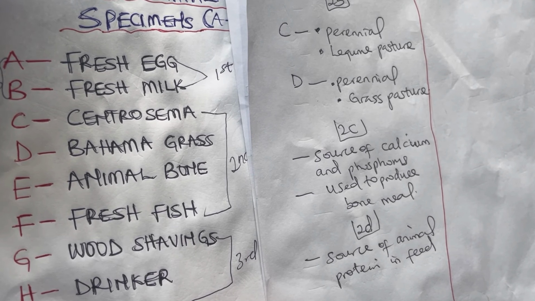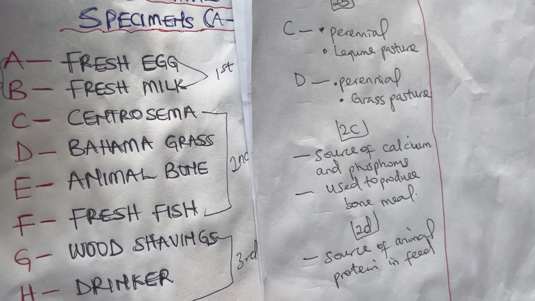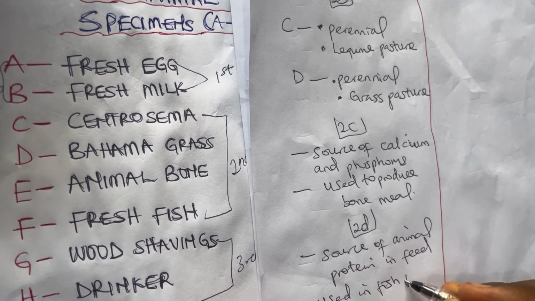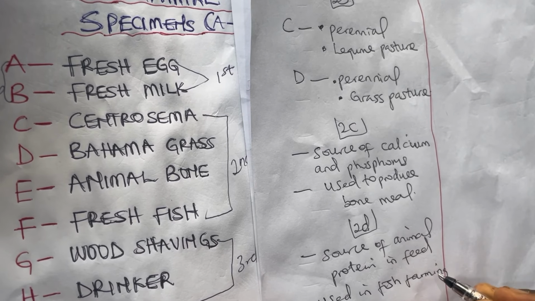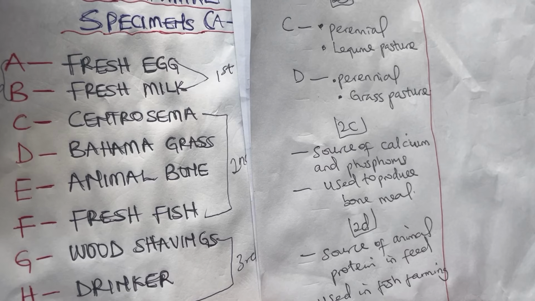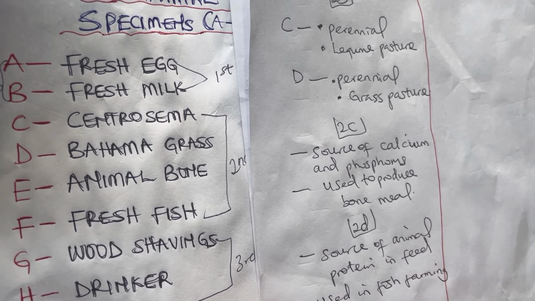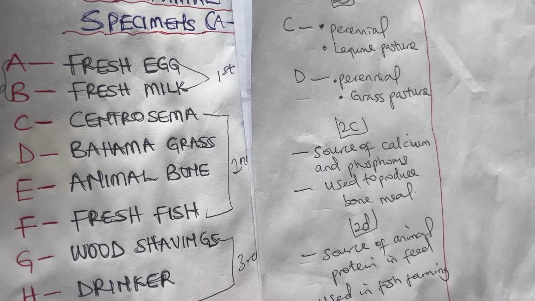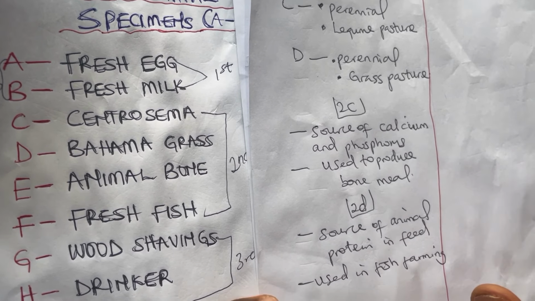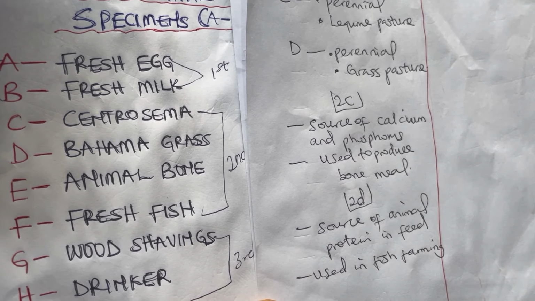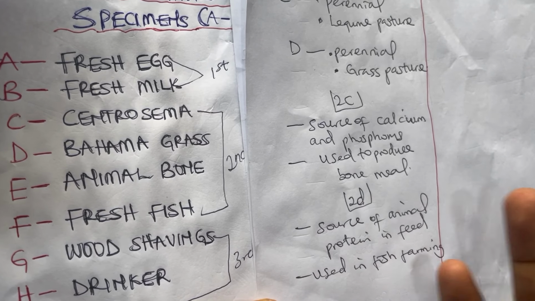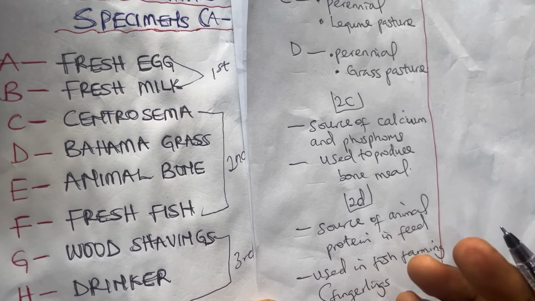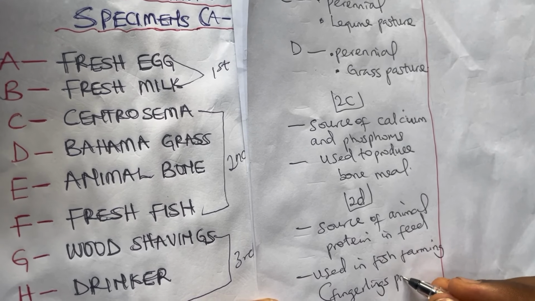Another one is that it is used in fish farming. You understand? Use in fish farming can go by fingerlings production. Fingerlings means the baby of fish. So you can be producing the babies if you are doing fish farming, maybe you specialize your agricultural aspect into fish farming, like those studying fishery. So fingerlings production.